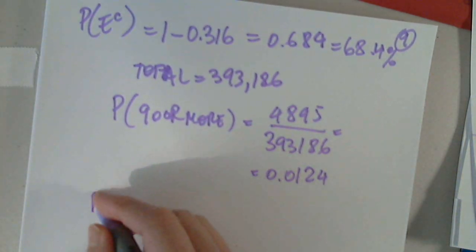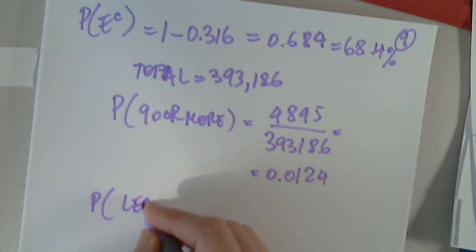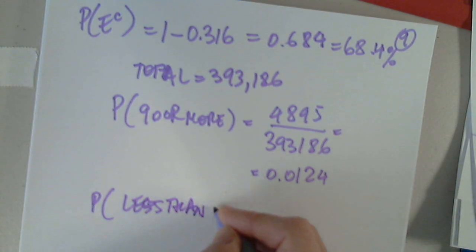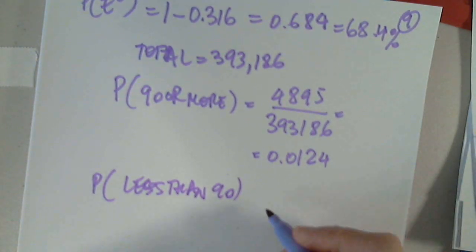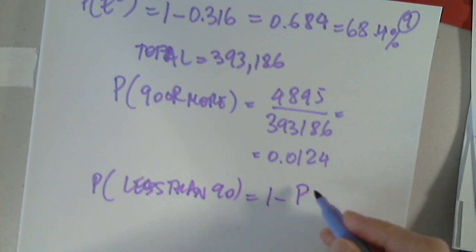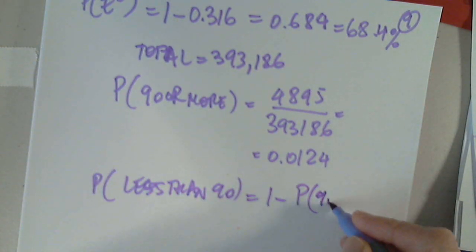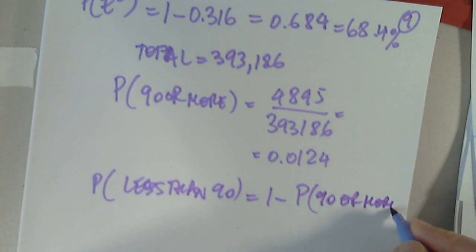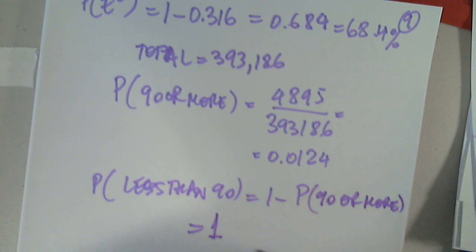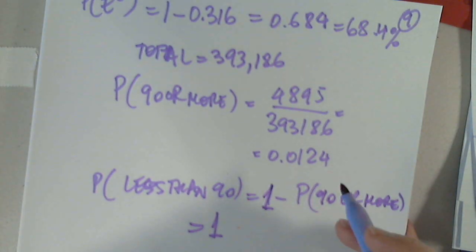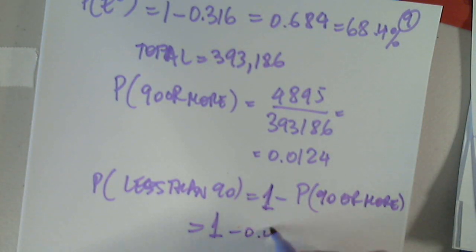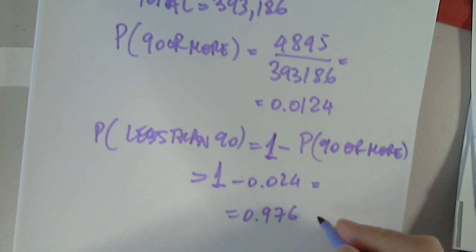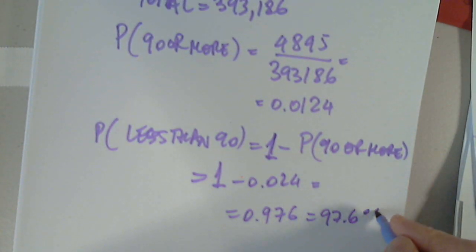What is the probability that a randomly selected resident will have a travel time less than 90 minutes? The probability of less than 90 minutes is obviously 1 minus the probability of 90 or more. So 1, the probability of the sample space, minus 0.0124. And what do I get? I get 0.9876, or 97.6%.